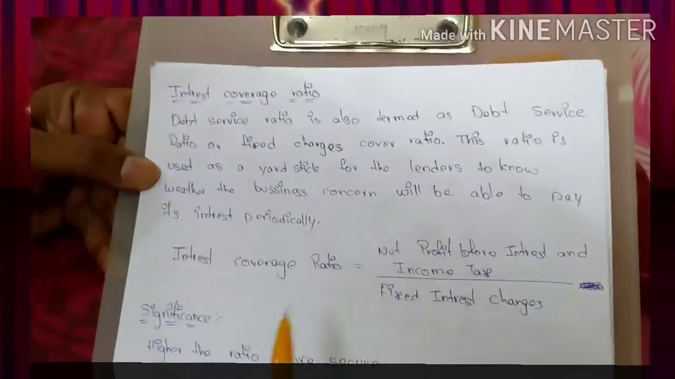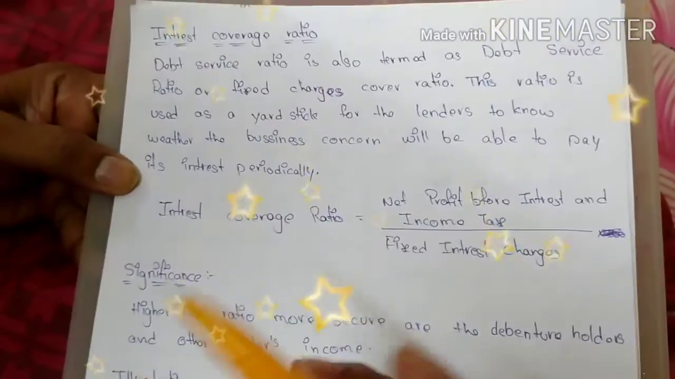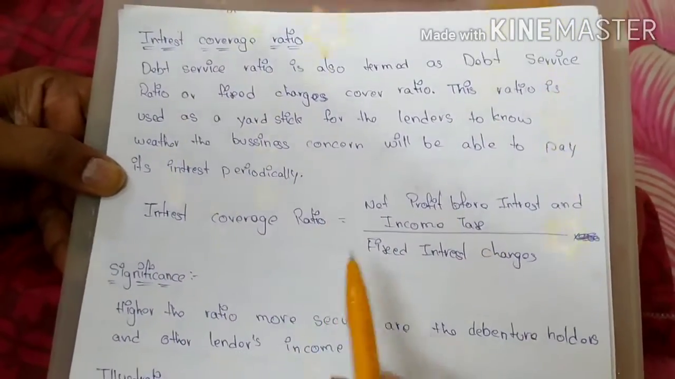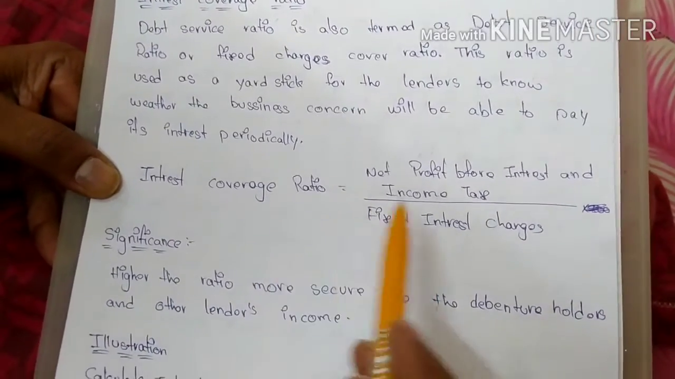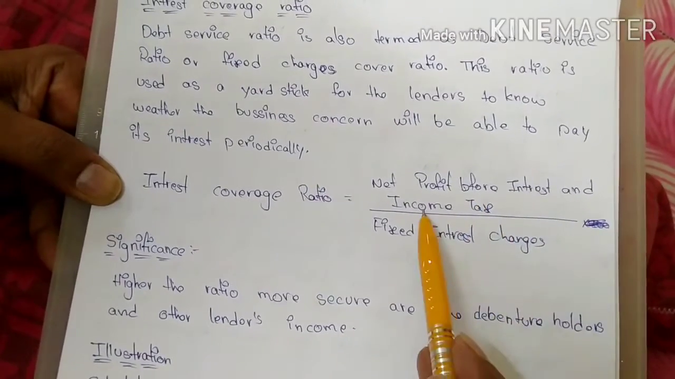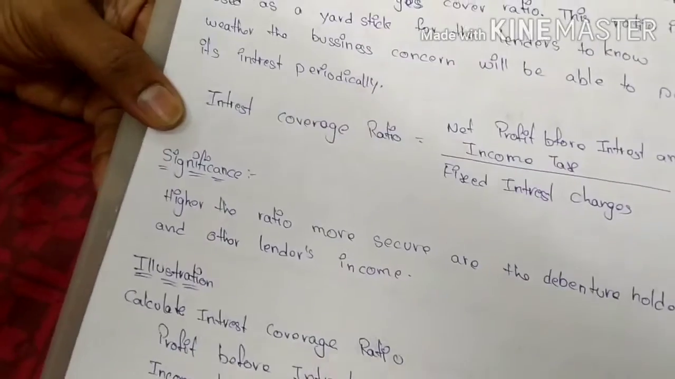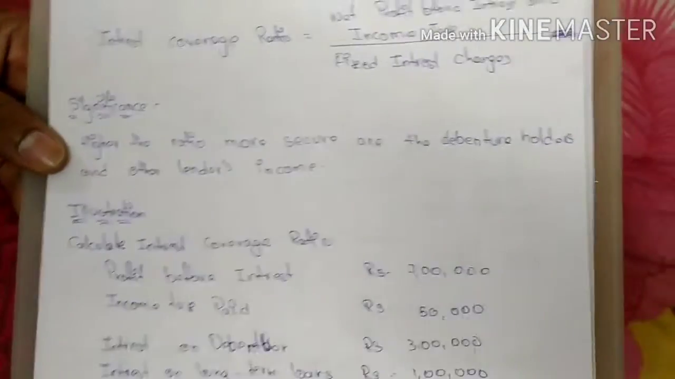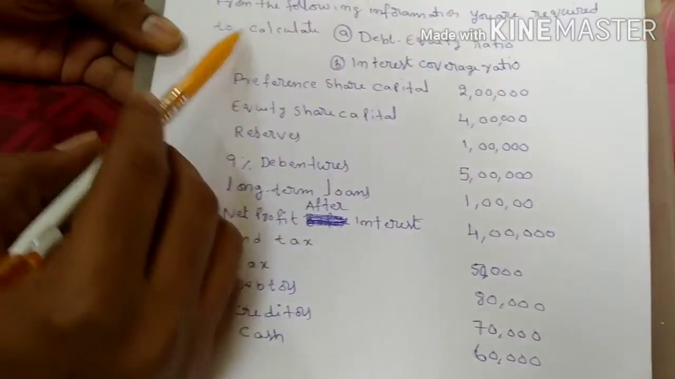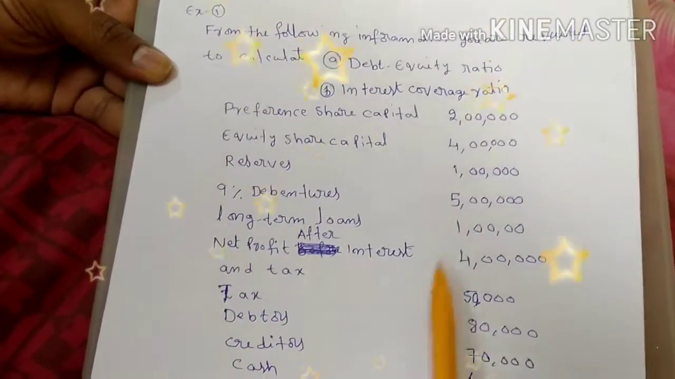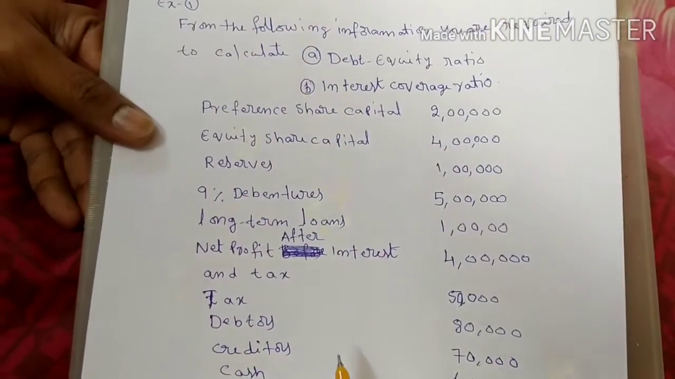Another one is the interest coverage ratio. It shows the repayment ability of the firm towards the interest. The formula for the interest coverage ratio is equal to net profit before interest and income tax by fixed interest charges, that means interest. We can take the following example of how to calculate the debt equity ratio and the interest coverage ratio.